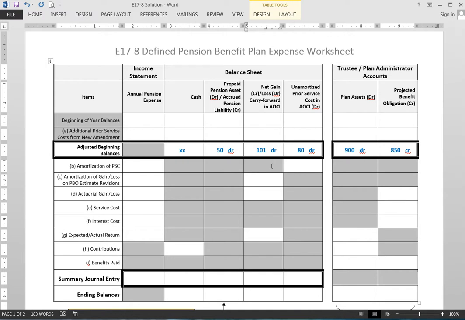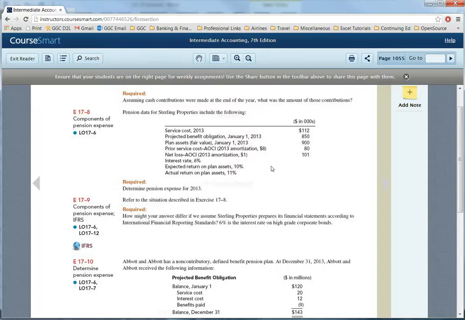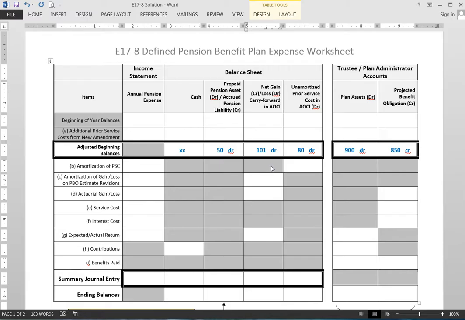Notice here that I am not concerned with the order in which data is provided to me in the problem. I don't care about what order the data is provided to me in the problem. What I need to do is pick through the data in the problem and fit it into the worksheet. The worksheet is the common organizational structure that we are always going to use to help us answer the two important questions. What is our pension expense for the year, and what is our net pension asset or pension liability that needs to be disclosed on the balance sheet?